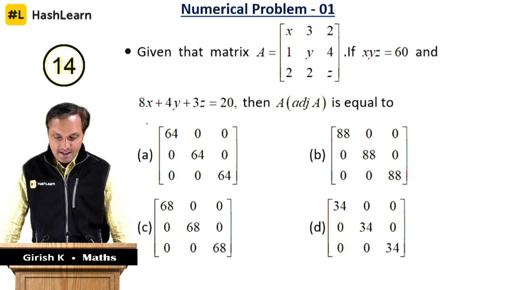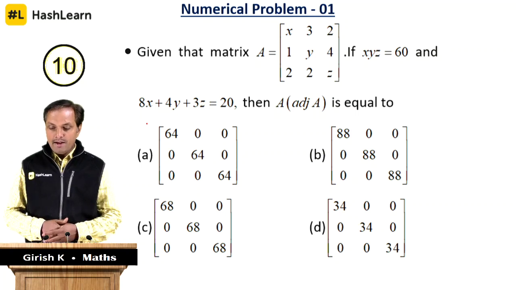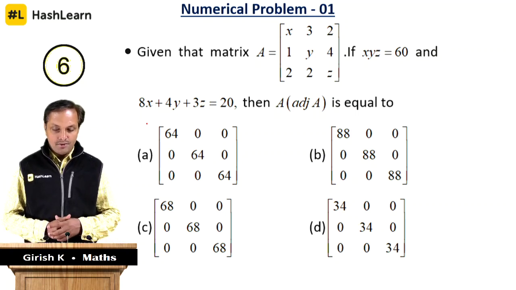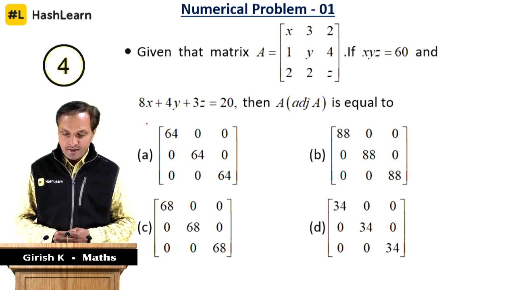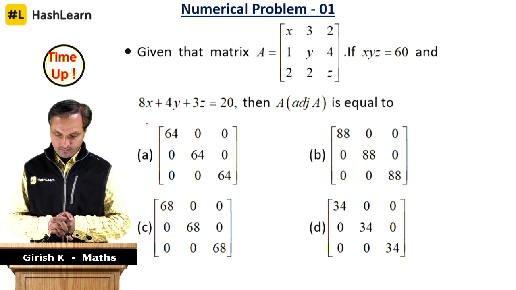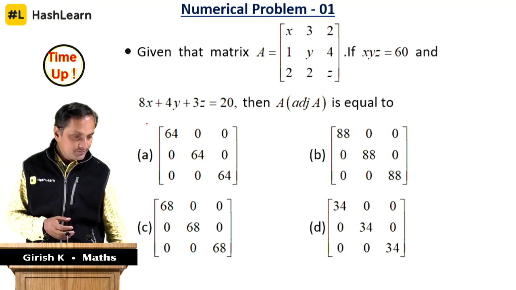There is a matrix A and there is a value xyz is equal to 60 and 8x plus 4y plus 3z is equal to 20. Then what is A dot adjoint A? Time up.